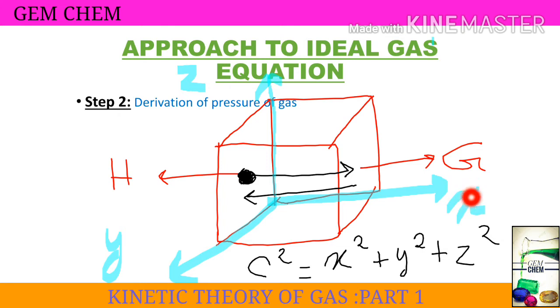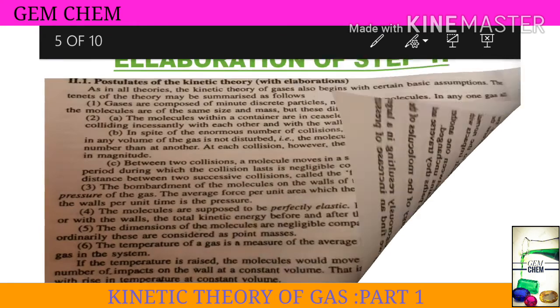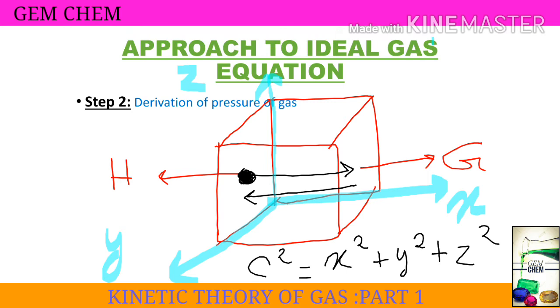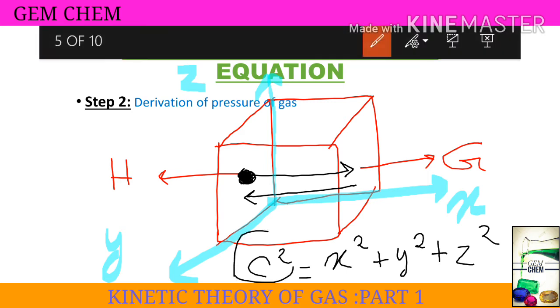Now we enter step 2, derivation of pressure exerted by gas. We consider a cube with two opposite walls named H and G. C is the total velocity with which the gas molecules move. Now we consider three axes x, y, z, and consider a particle which will move in the x direction along the x-axis. Now C is the velocity component. This is the total velocity. Now we will go to the derivation directly.